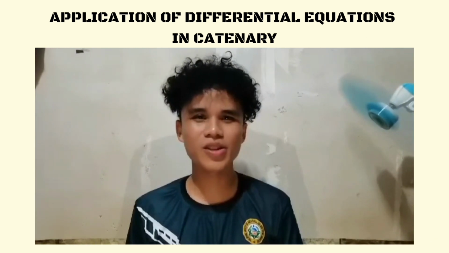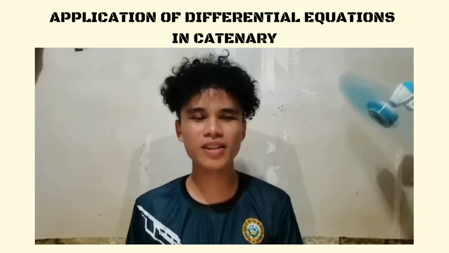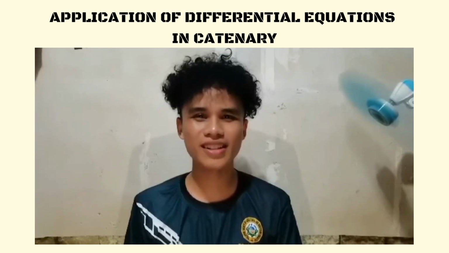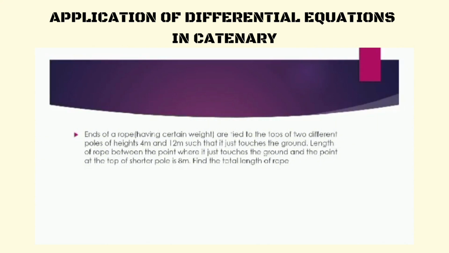Today we are going to solve planetary problems in application of the differential equation. So let's go! Here is the problem. Ends of a rope having a certain weight are tied to the tops of two different poles of height 4 meters and 12 meters such that it touches the ground, and the length of the rope between the point where it just touches the ground and the top of the shorter pole is 8 meters. We are tasked to find the total length of the rope.